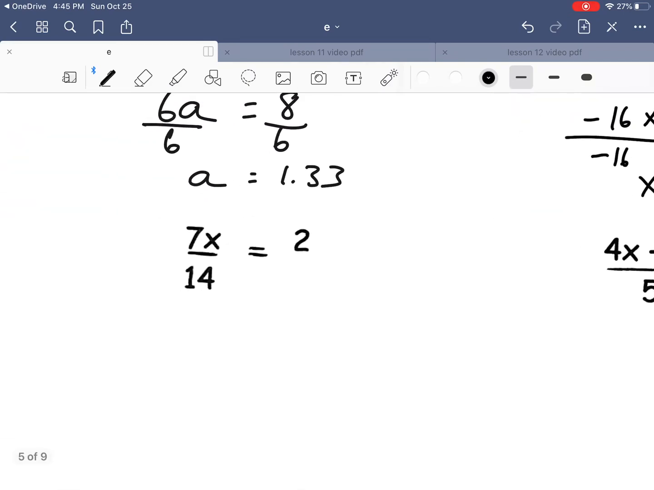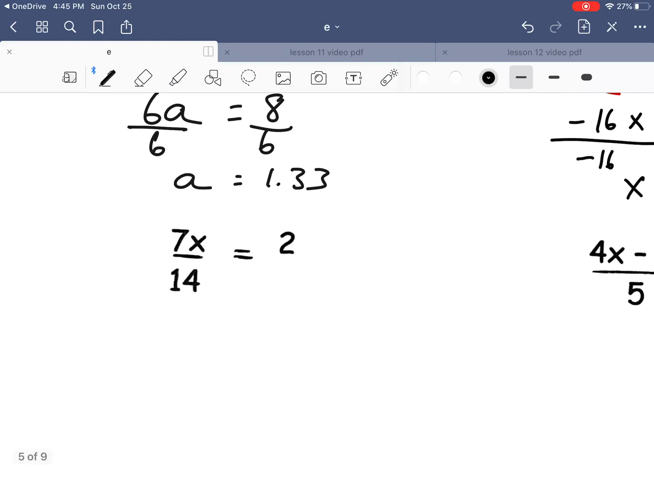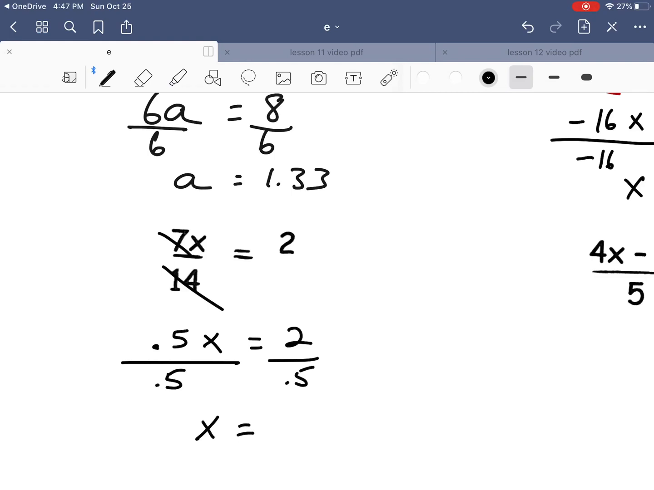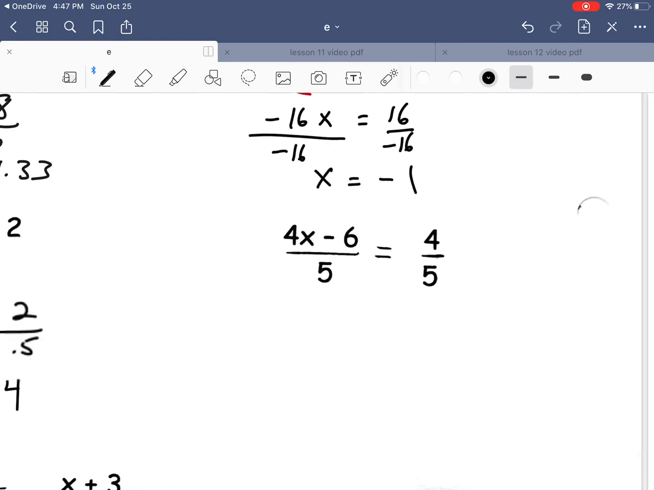Next one. This one here looks a little bit like last year also. I can easily change this question to something, a fraction is equal to another fraction. You can do that. You could also do, let's get rid of this right away. 7 divided by 14 is decimal 5. X is equal to 2. Divide each side by 0.5. X is equal to 4. That's another way of approaching a question.